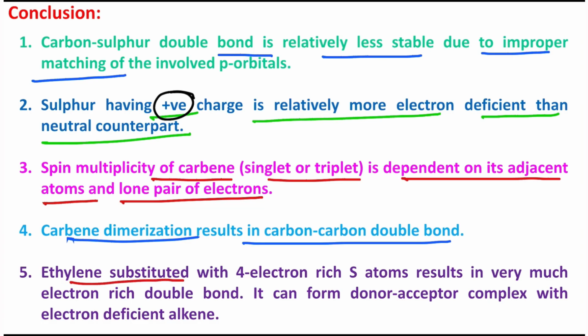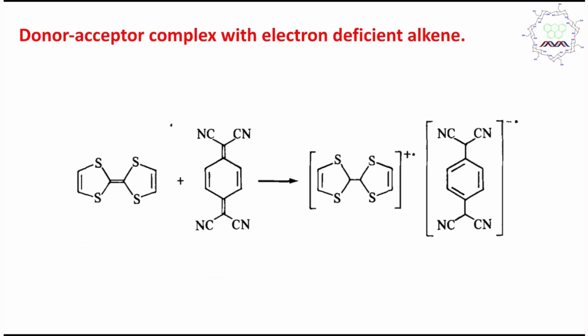Ethylene substituted with 4 electron rich sulfur atoms may result in a very electron rich double bond, and that's why they can participate in donor-acceptor complex formation with electron deficient alkenes. Let's see the example.